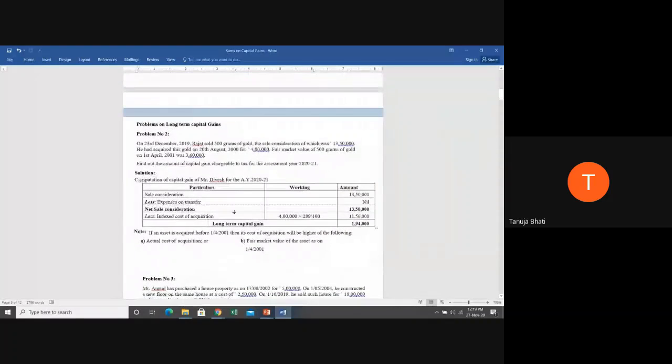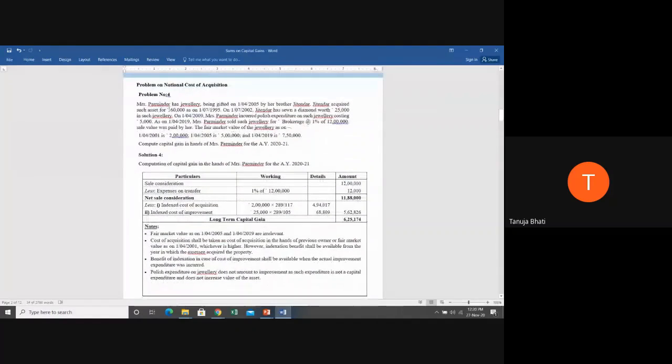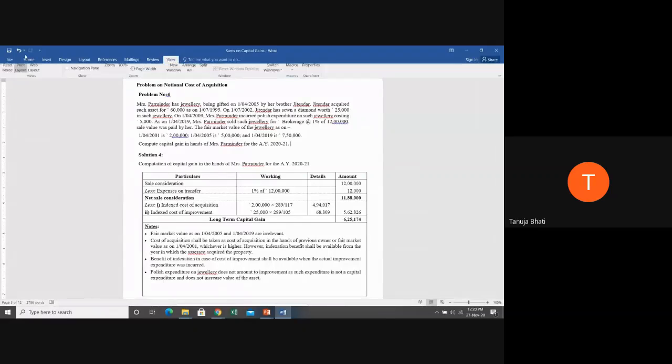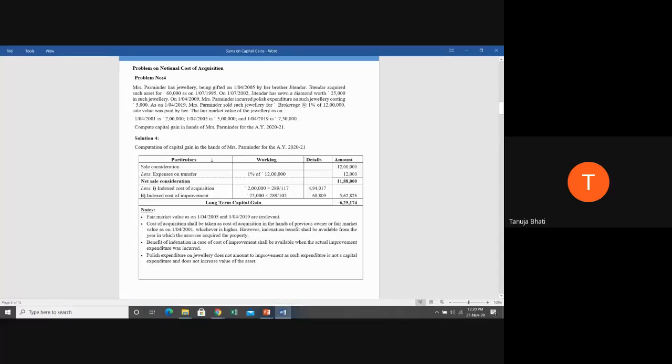Remember, I think in problem number 2, we had done that. See here, if an asset is acquired before 1/4/2001, then cost of acquisition will be the higher of the actual cost of acquisition or fair market value of the asset as on 1/4/2001. In this case, the asset was purchased in 1995, before 1/4/2001. The actual cost is 60,000 and the fair market value on 1/4/2001 is 2 lakh. Which is higher? 2 lakh. So I am supposed to take 2 lakh. Therefore, I have taken 2 lakh rupees.